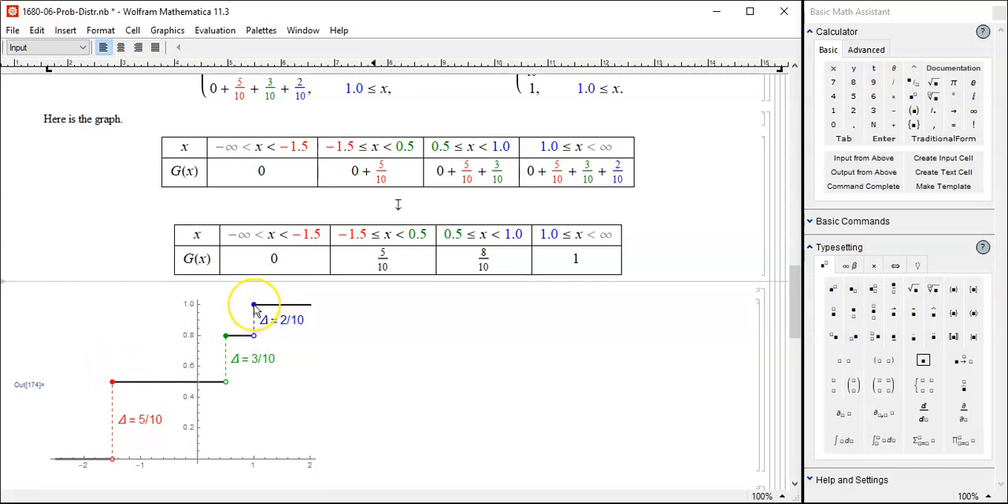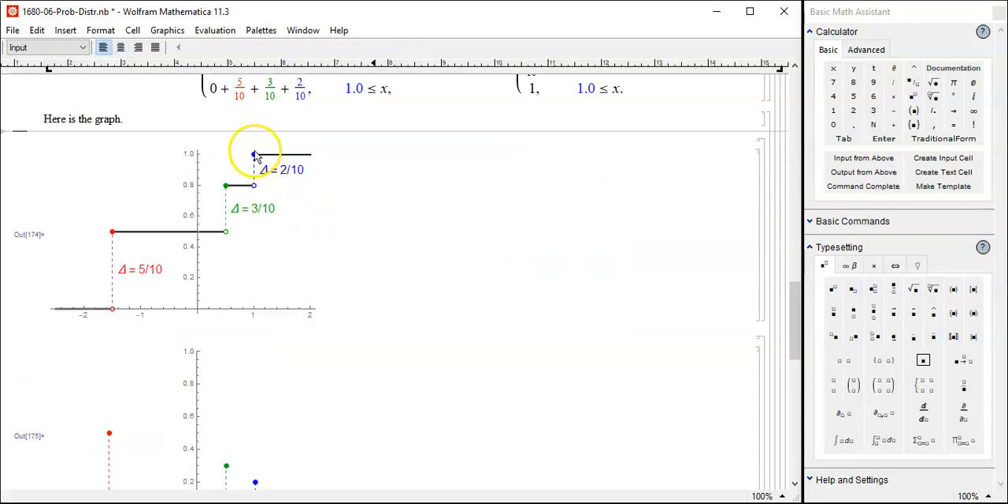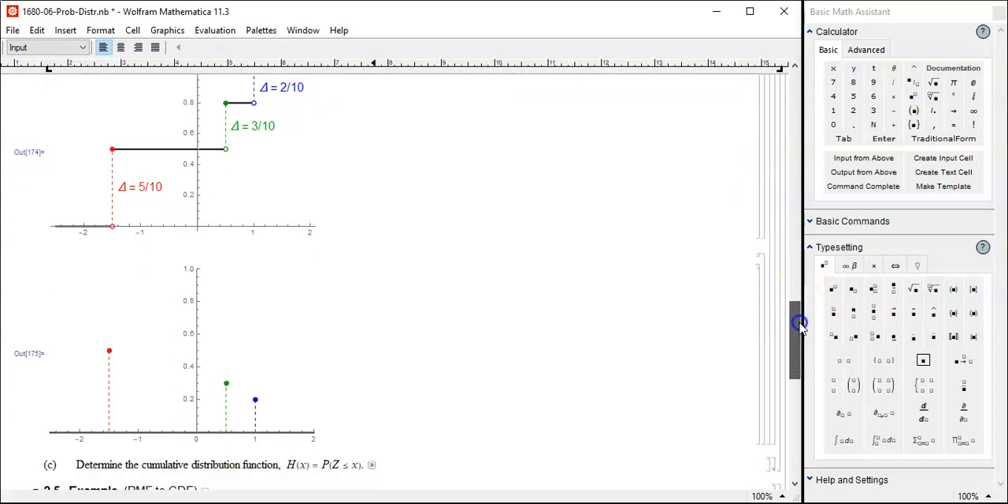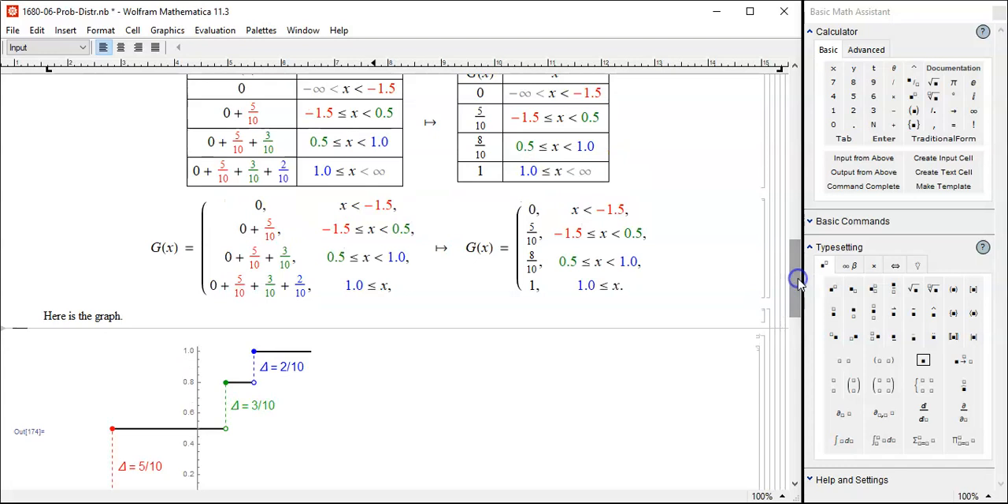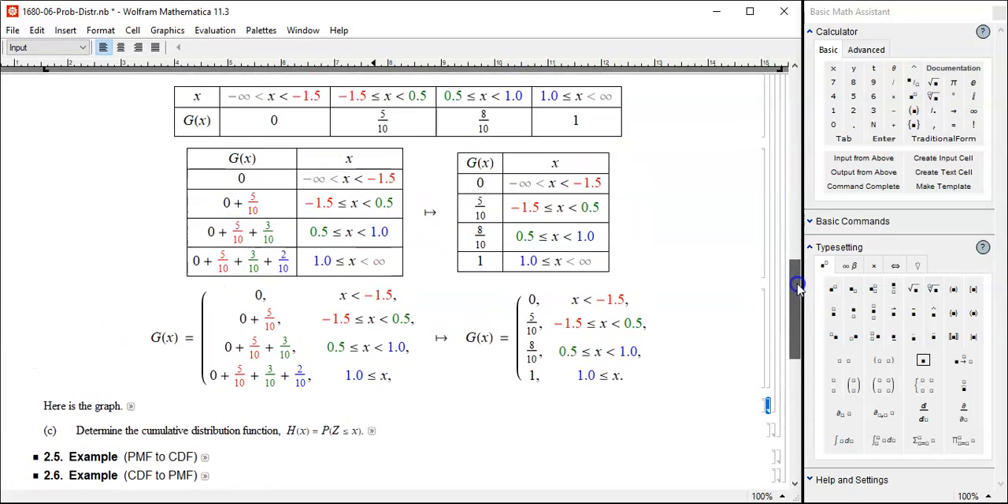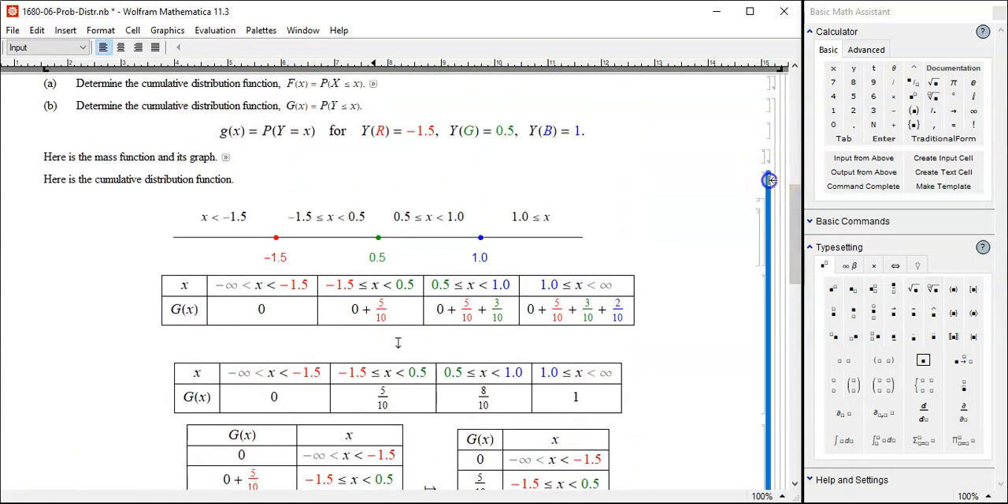So if you just made it here, you earned an A. If you just earned here, you just earned B, not down here. Just ended up here, you just earned C, not D down here. And then each jump corresponds the mass function. 5/10, 3/10, 2/10, respectively. So that's how you get cumulative distribution function.